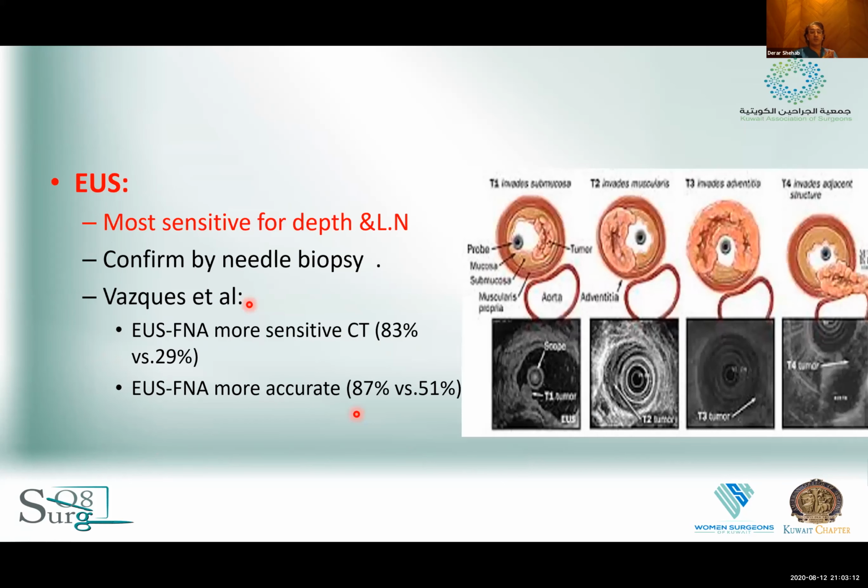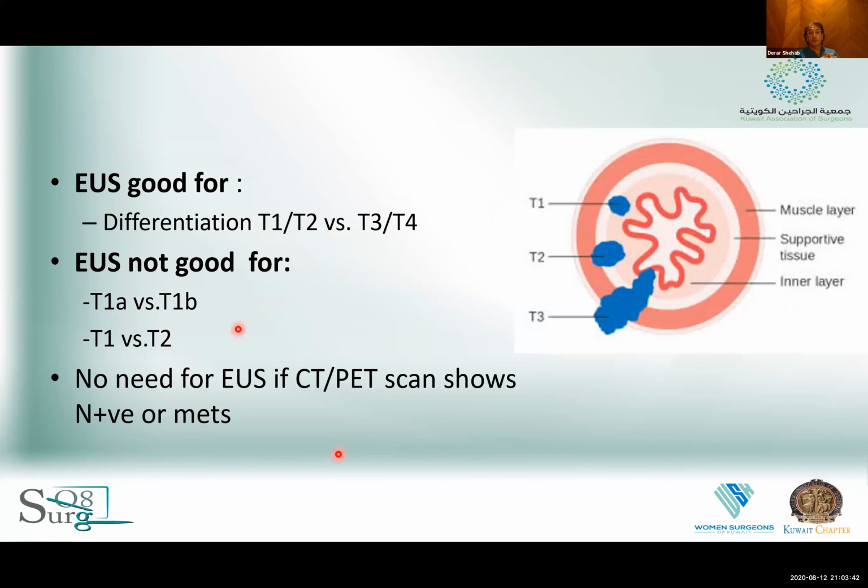EUS is the paramount tool in the workup of patients with esophageal cancer. It is the most sensitive tool to assess the depth and the lymph nodes. And the sensitivity is increased by adding needle biopsy to the ultrasound. EUS is very good to differentiate between T1 and T2 lesions versus T3 and T4, whereas unfortunately it's not very good to differentiate between T1A versus T1B, or T1 versus T2.